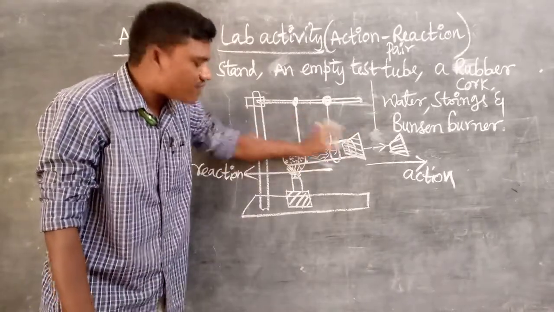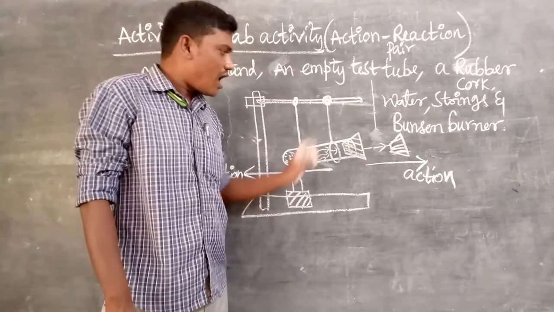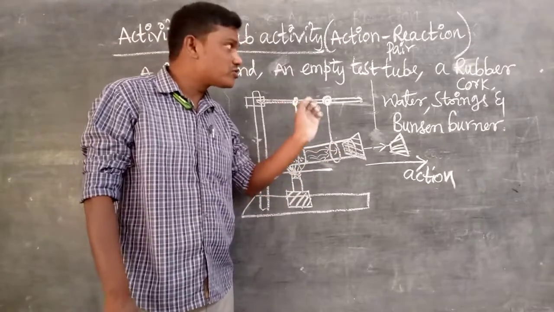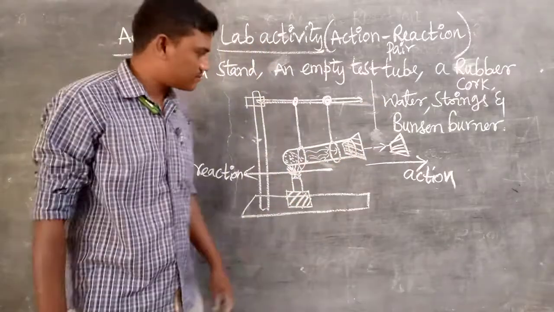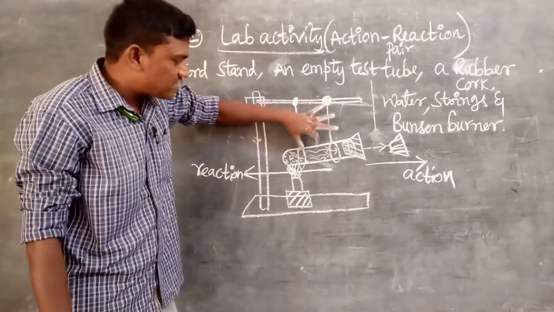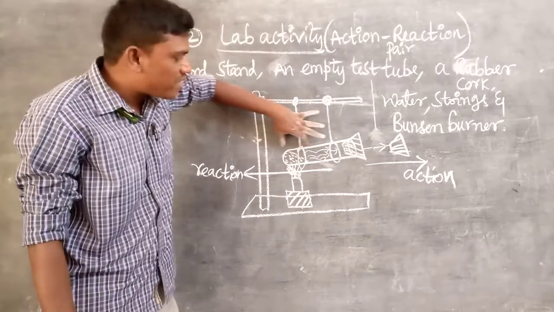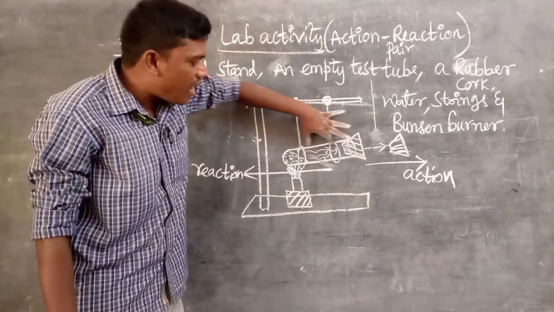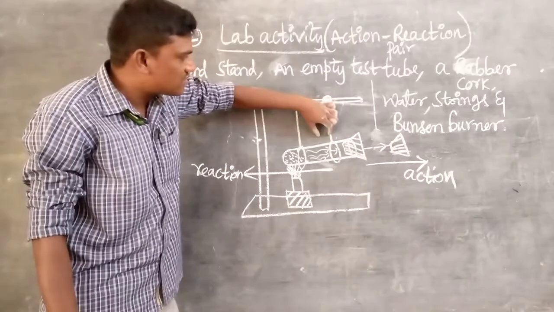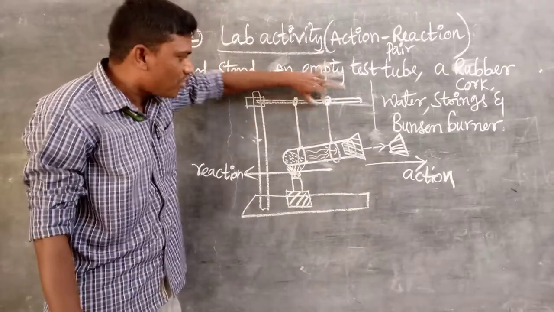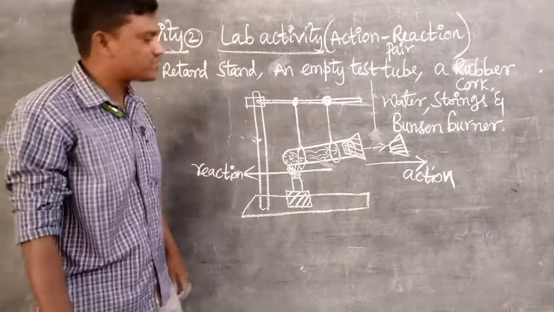Now the open end of the test tube, or mouth of the test tube, is closed with this rubber cork. This is the rubber cork. Now this test tube is freely suspended in horizontal mode with the help of strings, with the help of a rigid support through the inextensible string.